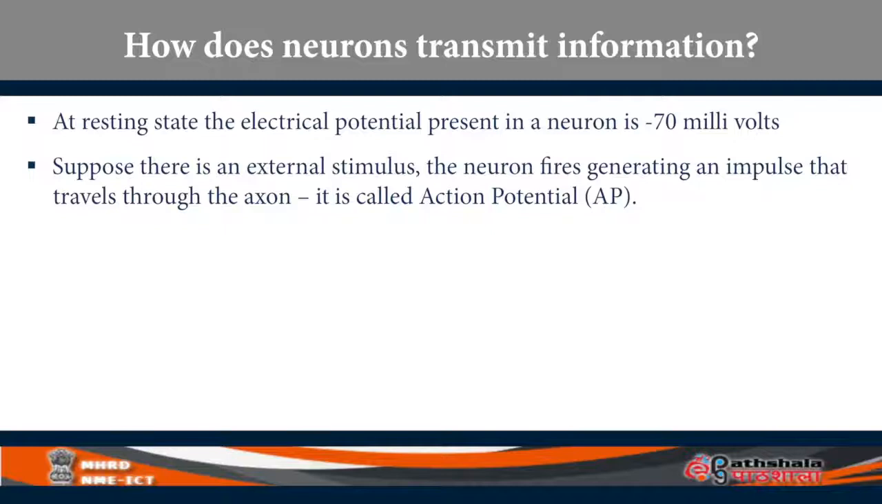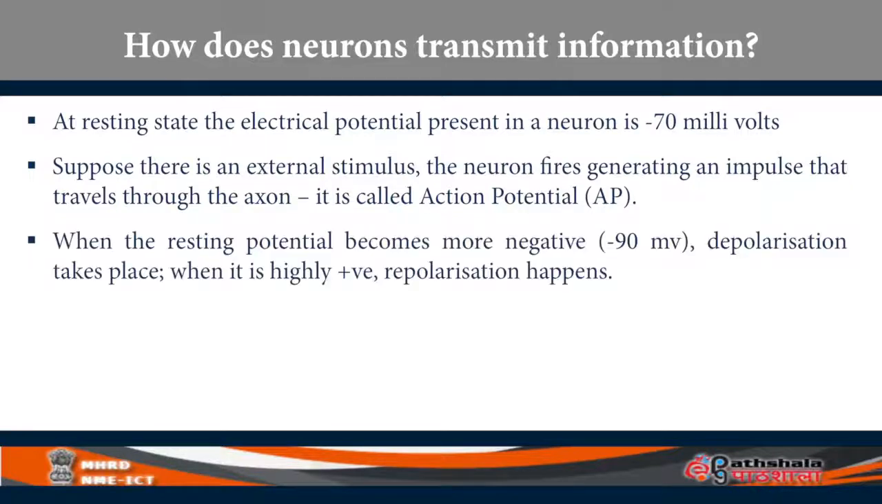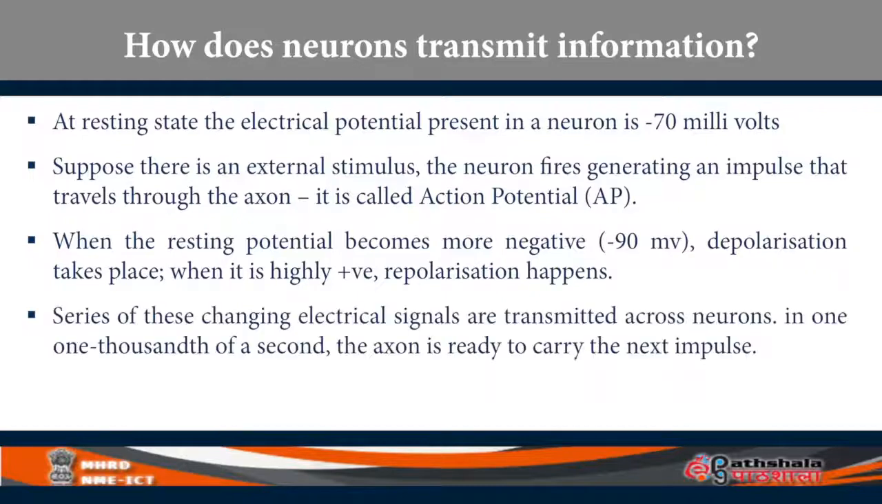So resting potential is minus 70 millivolts. Suppose it becomes more negative, minus 90, that process is called depolarization. Then eventually it becomes positive, and that is called repolarization. So a series of depolarizations and repolarizations is what you mean when you say neural impulse is transmitted. It is this changing electrical signals which pass through the axon from one neuron to another neuron. The axon is ready to carry the next impulse within 1,000th of a second, that fast.